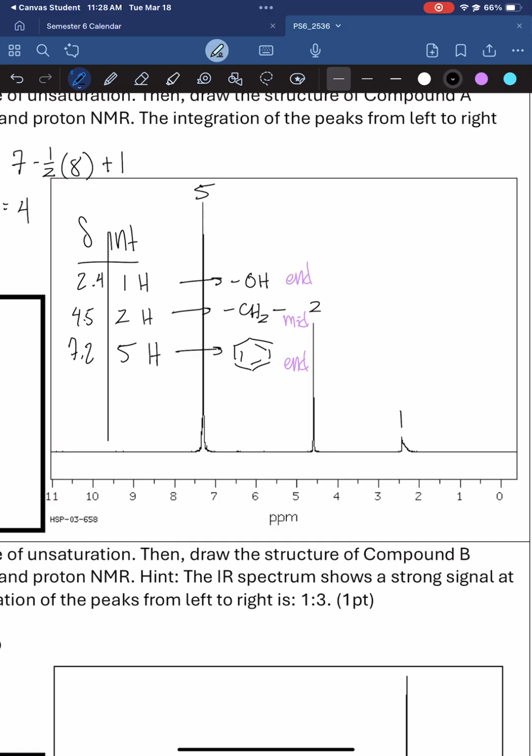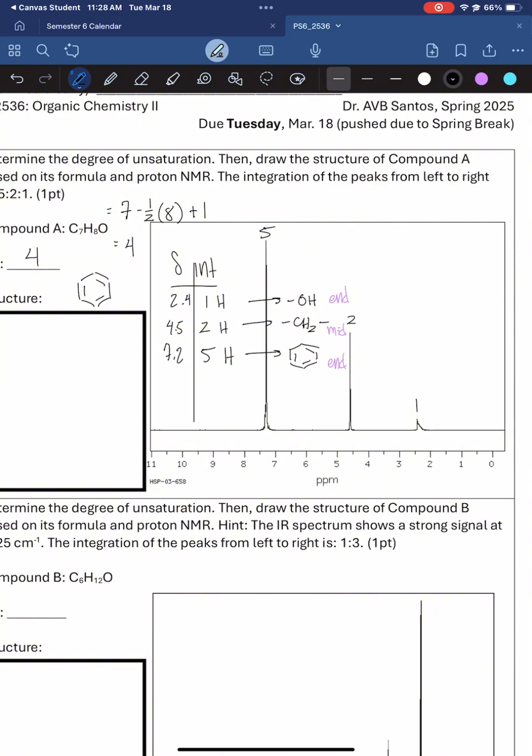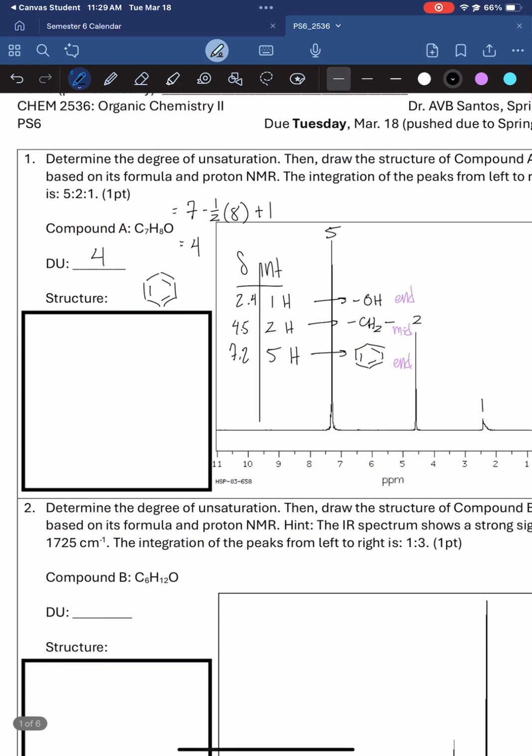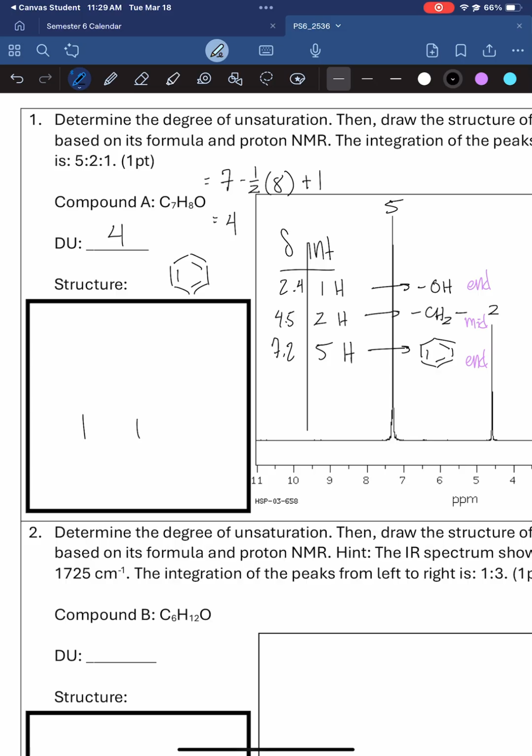So now it's time to fit these pieces together, and there's only a certain number of ways we can fit this all together. It's going to have your benzene here, and we're going to have a CH2, and since CH2 is a mid piece, the alcohol must come off the CH2. So this is your final structure for number 1. Let's look at number 2.